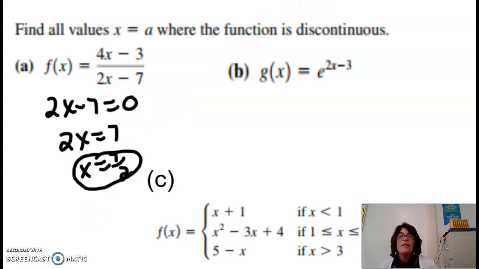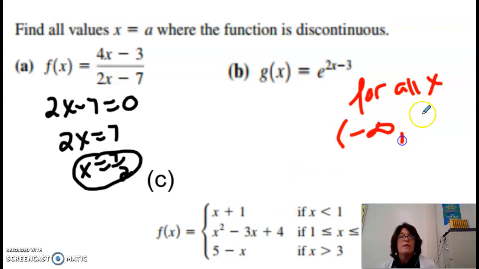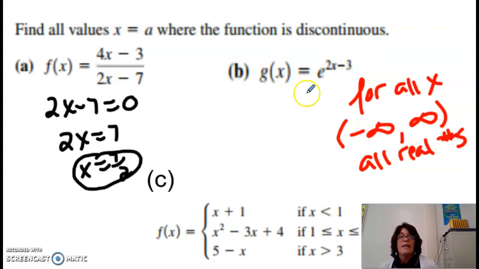Letter B is an exponential function. e is 2.718, that weird long irrational number, but that's bigger than 0. So this is continuous everywhere. All real numbers. Sometimes the book says negative infinity to infinity, for all x, all real numbers. This is continuous everywhere. Stick any x in you want. Positives, negatives, doesn't matter. 0.